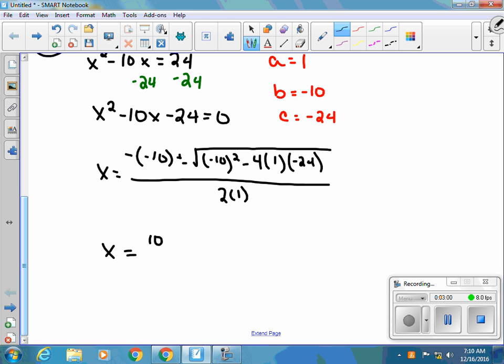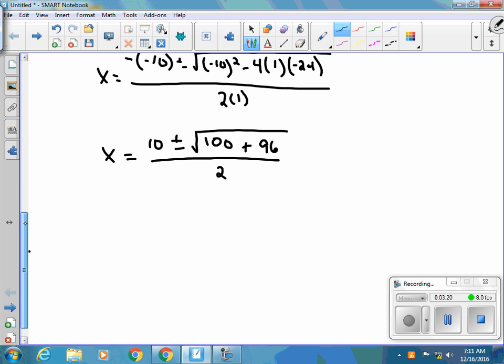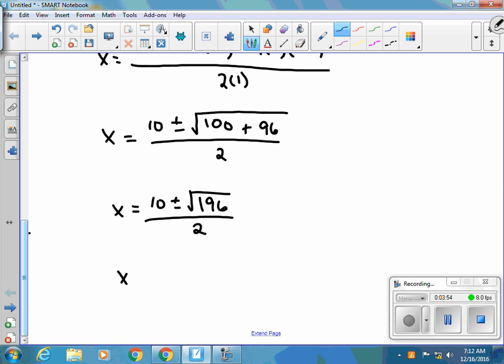So I've got x equals 10 plus or minus the square root of 100 plus 96, divided by 2. Which gives me x equals 10 plus or minus the square root of 196 divided by 2. Sometimes your square root will not actually come out to an integer, and we'll talk about simplifying square roots and how you can rearrange those. But this one does come out to an integer. So we got 10 plus or minus 14 divided by 2.